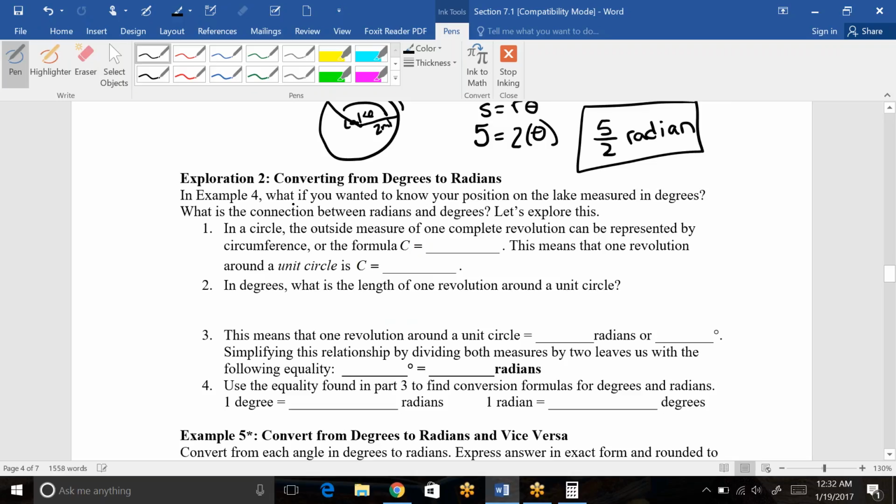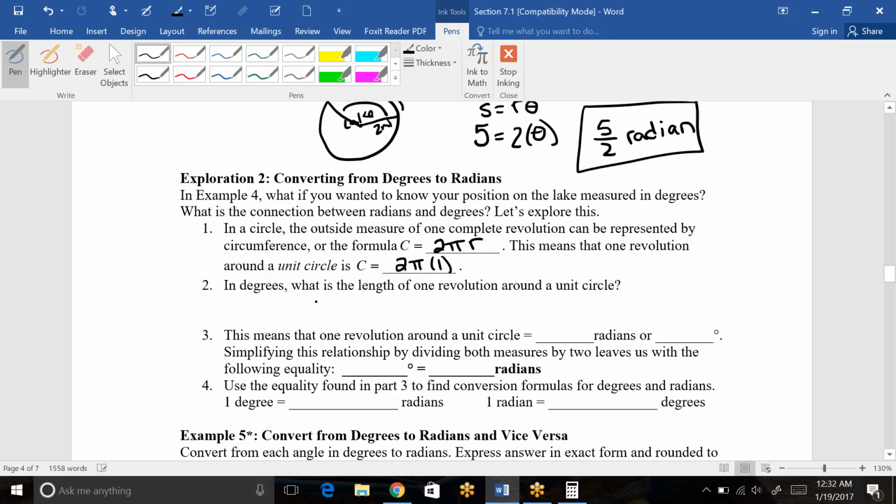Now, an example for what if you wanted to know your position on the lake measured in degrees. Say that you think this formula is wonderful and you're happy that it gives you the radians, but that means nothing to you because you're more familiar with degrees. We need to know if there's a connection between radians and degrees, so we're going to explore it. In a circle, the outside measure of one complete revolution can be represented by circumference. The formula for circumference is 2 pi r. So this means that one revolution around a unit circle is 2 pi, because your radius would be 1, so just 2 pi.